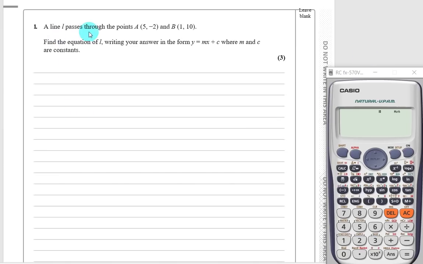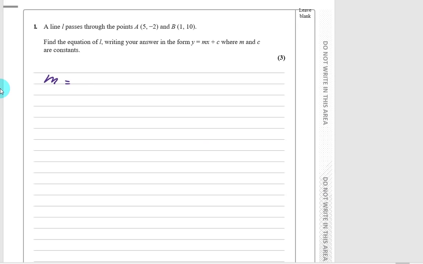A line L passes through the point A (5, -2) and B (1, 10). Find the equation of the line, writing your answer in the form y equals mx plus c, where m and c are constants. To start to solve this question, we need m.